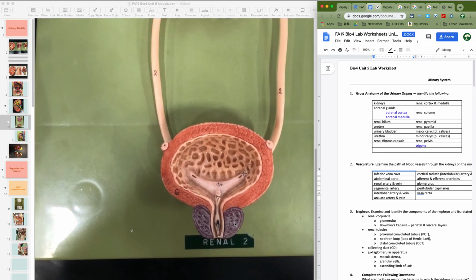This is the prostate, and this is the urethra. You'll have to identify different parts of the urethra in men, but we'll go over that when we get to the male model.